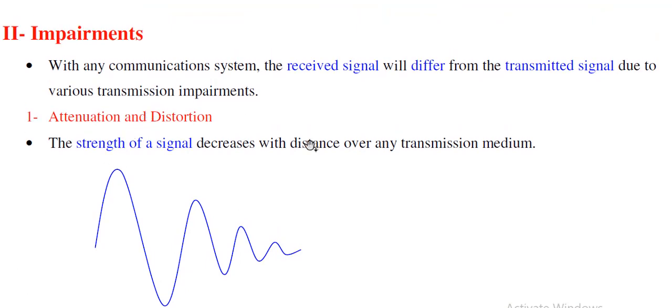Alright, now we deal with impairments. What kind of impairments we can have when we are transmitting a signal? Impairments, which means that the signal will get distorted, the signal will get attenuated, so it won't reach the destination with the same shape. Now, what are the different types of impairments?